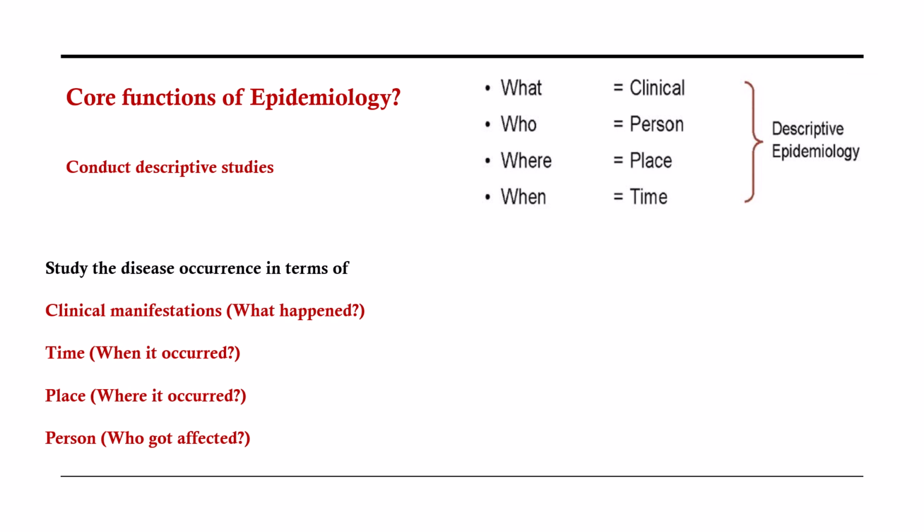Okay, what does clinical manifestation of the disease mean? Who means who are affected? Where the disease occurs? When the disease occurs? So, if we are describing all these factors, it is known as descriptive epidemiological studies. Examples are case reports, case series, and cross-sectional descriptive studies.